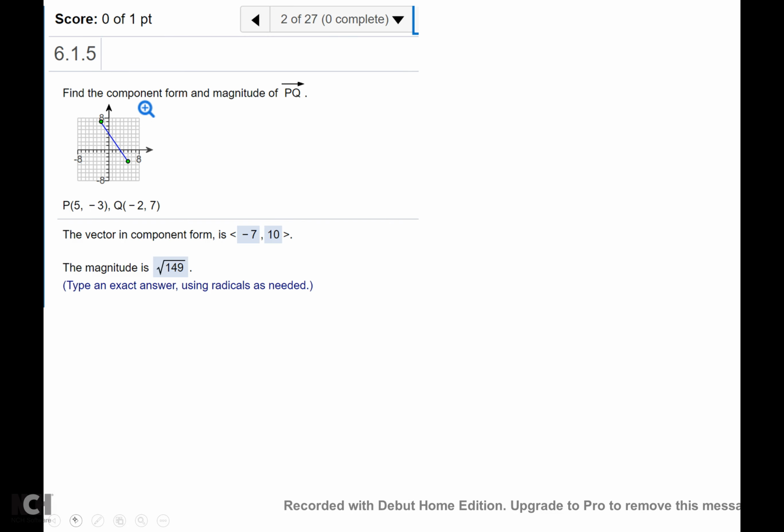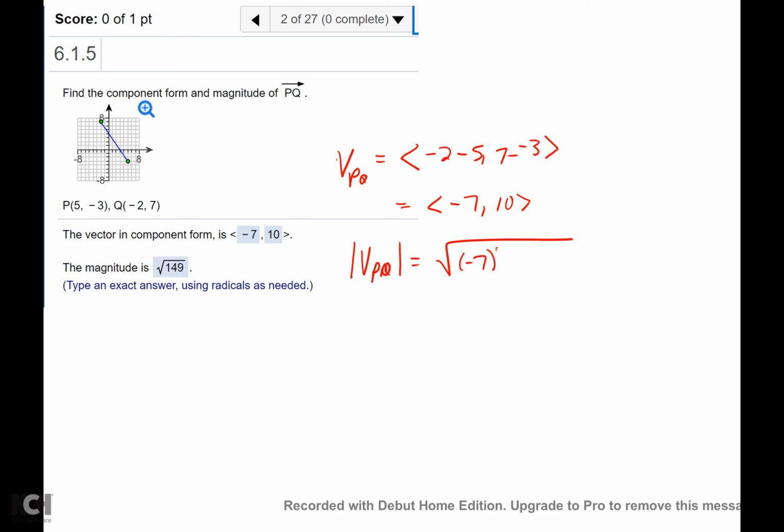All right, so the next one, they want the component form and magnitude of the directed line segment PQ. So first of all, we have to find the vector components of PQ, which is going to be -2 minus 5 and 7 minus -3. That gives me <-7, 10>. To find the magnitude of vector PQ, you take the square root of a squared plus b squared, and that gives me the square root of 149. So there's my vector components, and there's my magnitude.